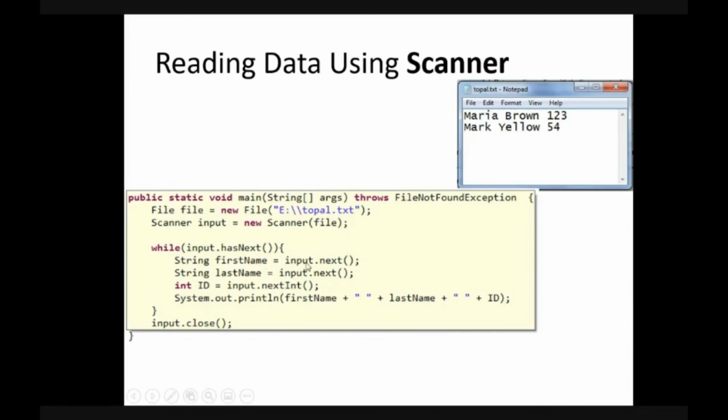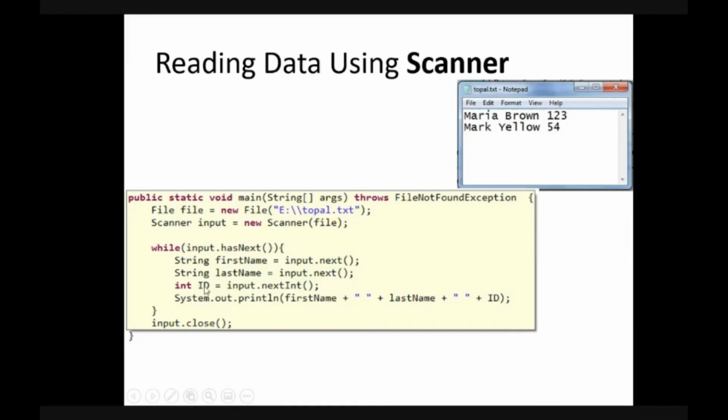First name is going to be input.next. I know from the file that the first part will be the name, the second part will be the surname, and the last part will be the ID. So I say first name, input next. It checked the first name, it is Maria, so first name will be Maria. Last name, so I am here now, be careful. Input next is going to keep reading until there is a white space. So white space here, it read this one and assigned Brown to last name. Now I am here.